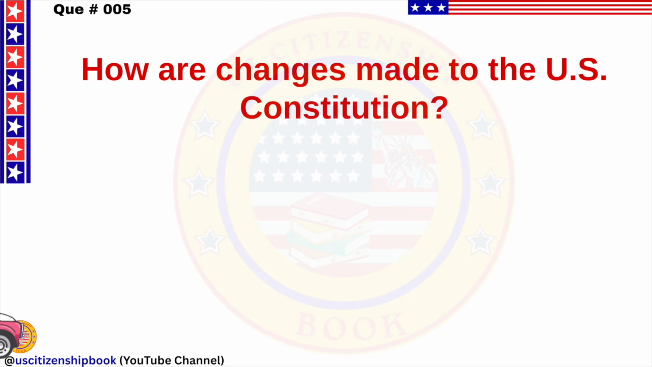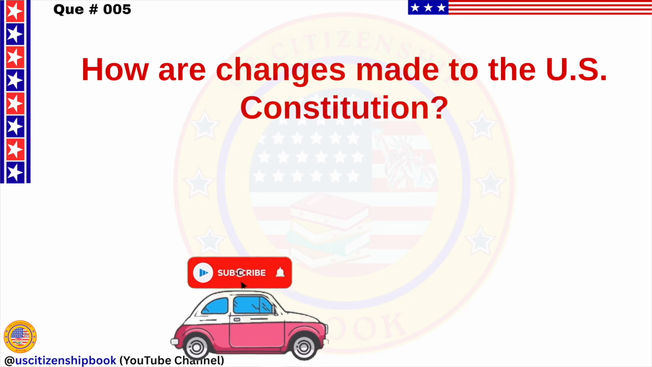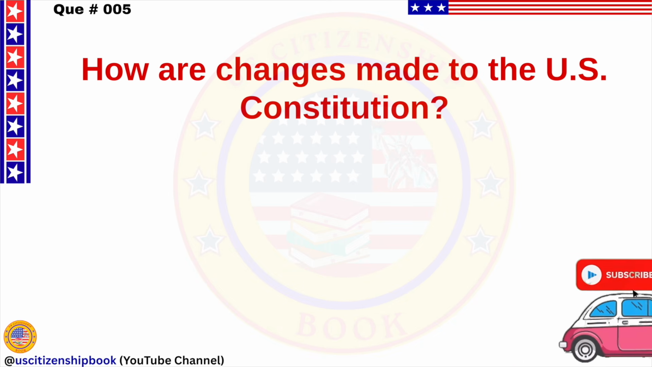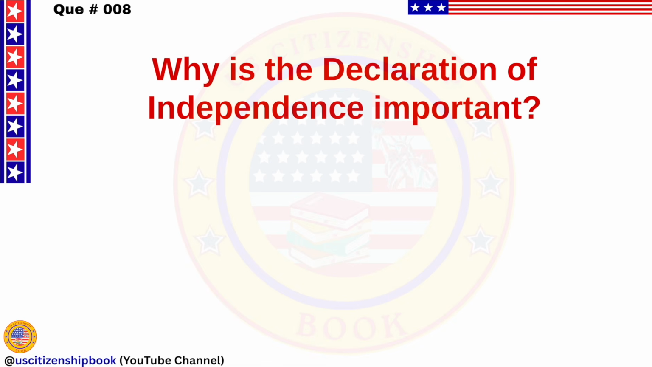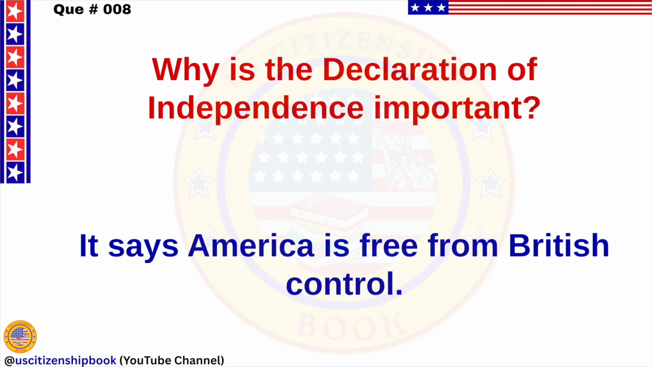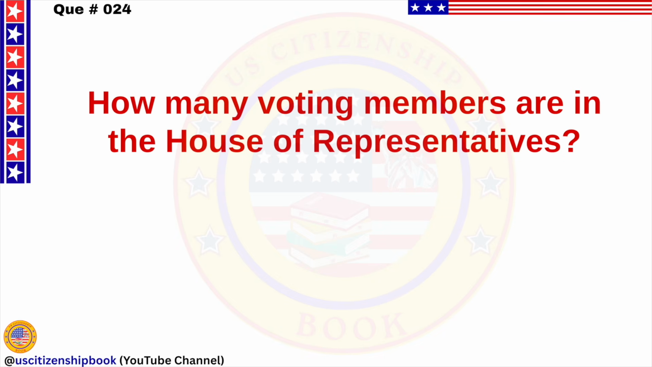How are changes made to the U.S. Constitution? Amendments. Why is the Declaration of Independence important? It says America is free from British control. How many voting members are in the House of Representatives?